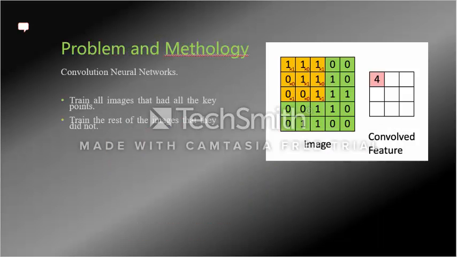What is the problem and methodology? The main problem is detecting the percentage of images that are complete versus the percentage of images that don't have all the key points. We saw that the complete ones were just 30%, and the other ones were 70%. So we decided, let's go with machine learning techniques.